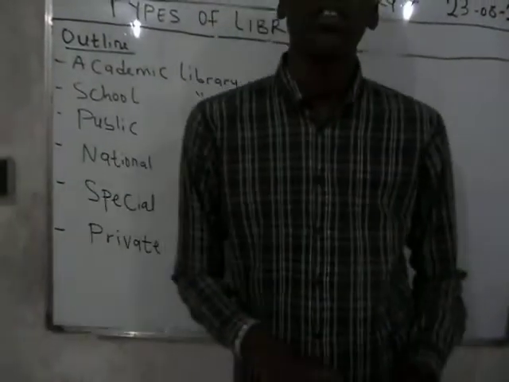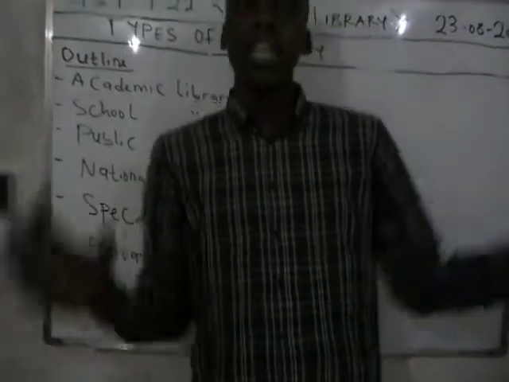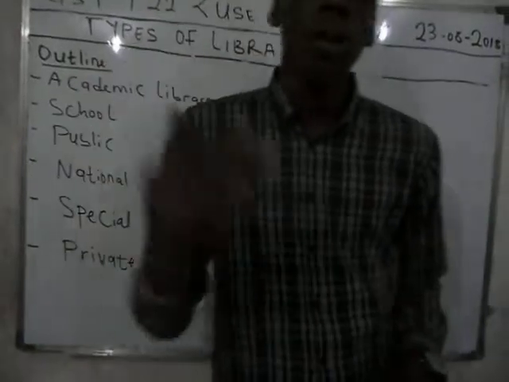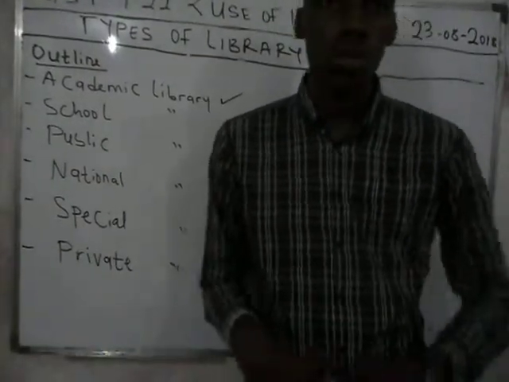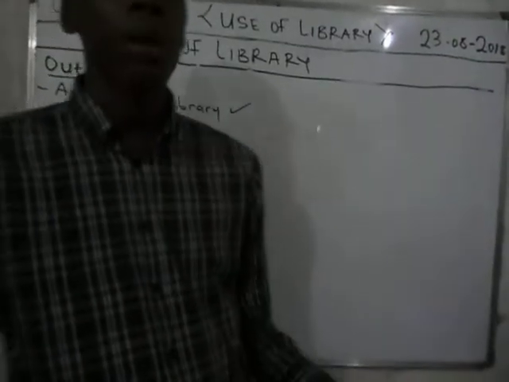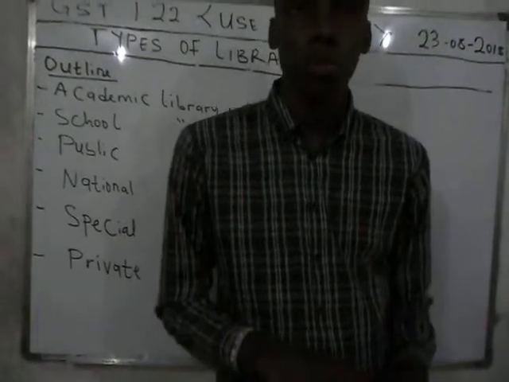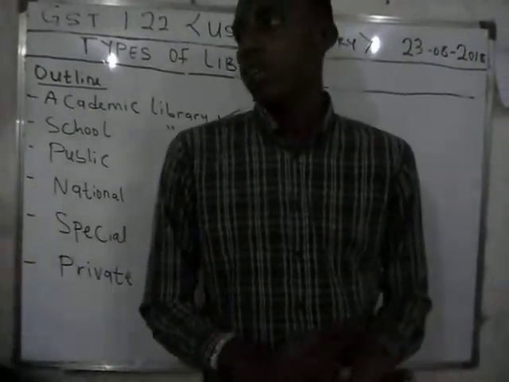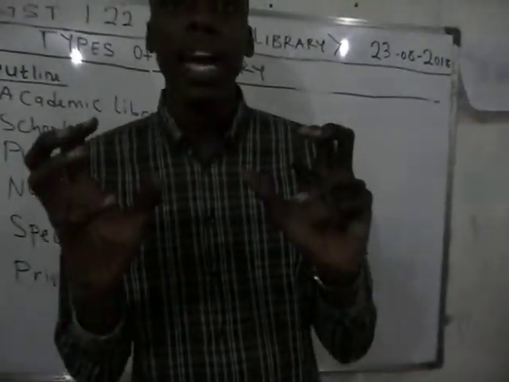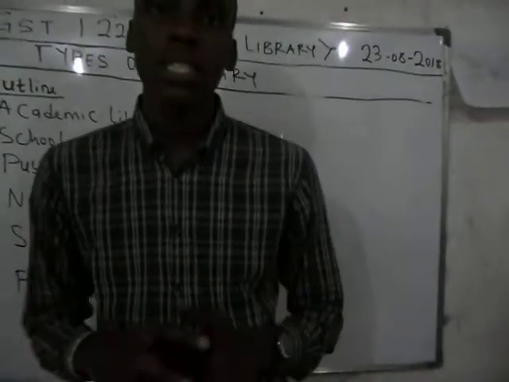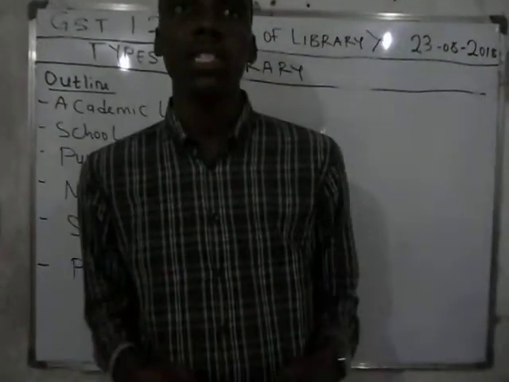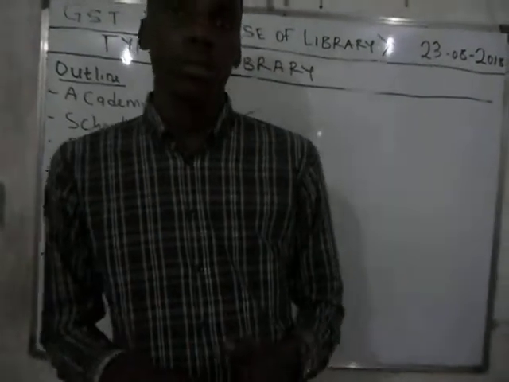What is a school library? A school library is that kind of library found in primary and post-primary schools, also known as secondary schools. It is pertinent for you to know that a school library is funded by the government. It is also funded by the institution where it is situated.